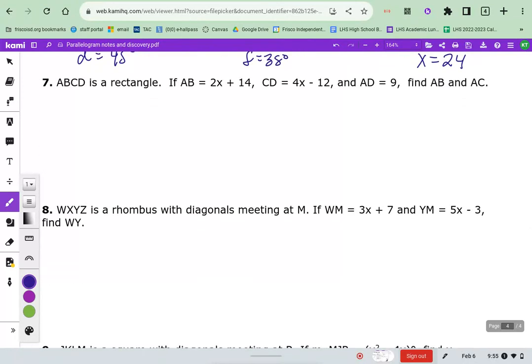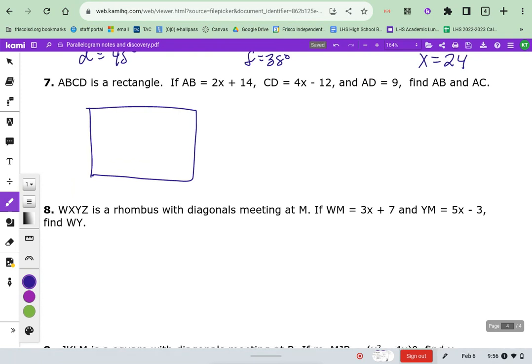Okay, so now that you've unpaused the video, hopefully everybody has done most of them, so I'm just going to run through these with you super quick. If ABCD is a rectangle, when we name quadrilaterals, by the way, we go in vertices order, we're not going to go A, B, C, D and skip around. Instead we're going to go around the clock almost: A to B to C to D. So AB is 2x plus 14, CD is 4x minus 12, AD is 9. We want to find the length of AB and the length of AC.